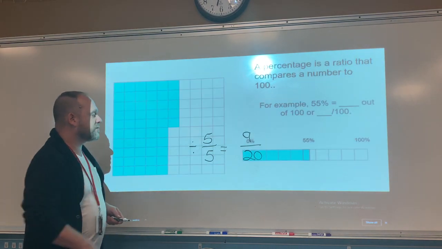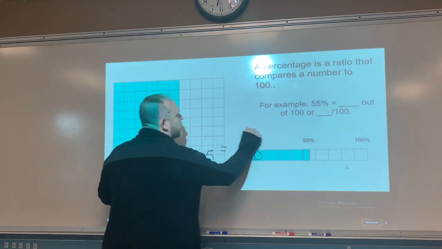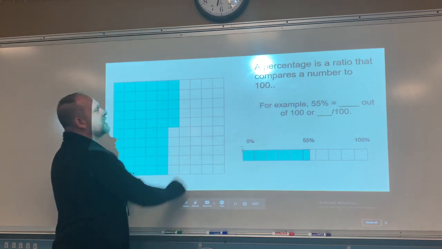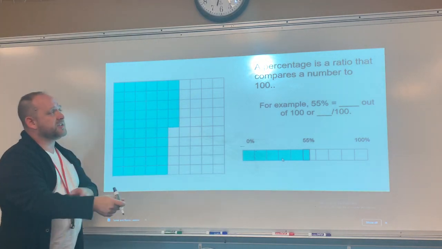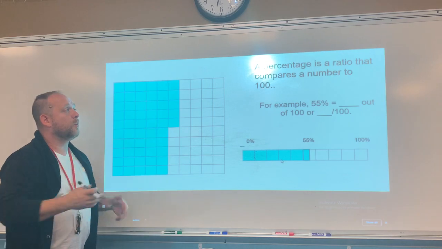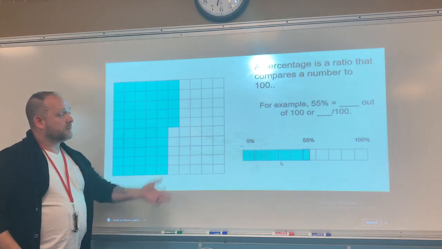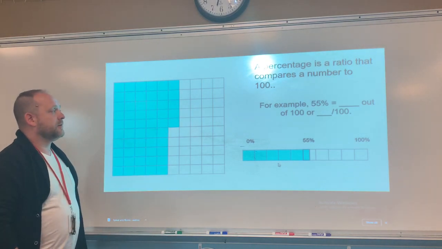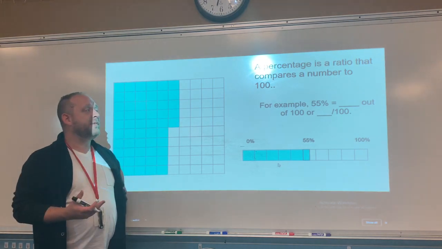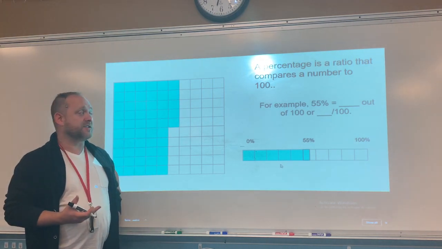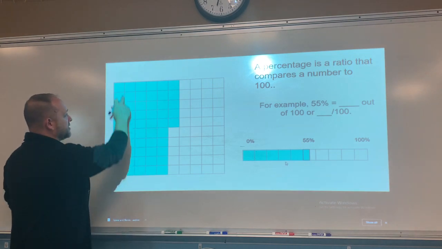All right, so let's try one. Let's have you try one on your own here. All right. Again, a percentage is a ratio that compares a number to 100 of something. So, our example now, 55%. Well, we've got to figure out how many out of 100 that is so we can get our fraction to begin with. Again, here's our hundreds chart.